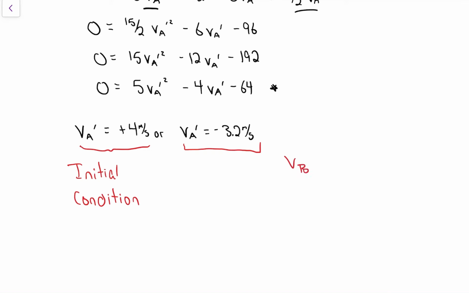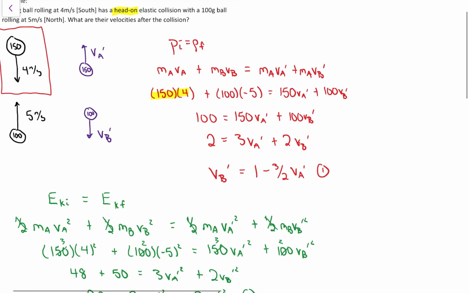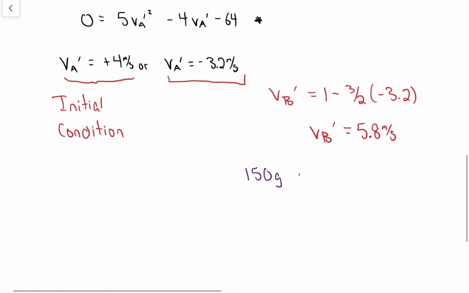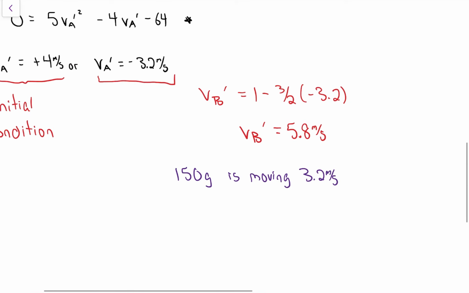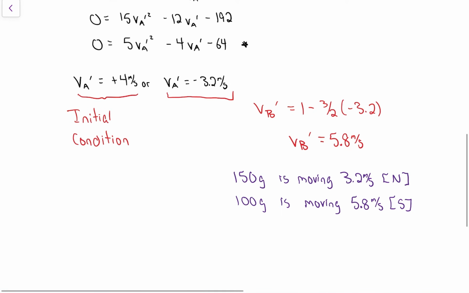We'll carry the VA prime, the negative 3.2, forward. And just like whenever we're solving systems of equations, we're going to back sub. VB prime was 1 minus 3.2 times VA. The 3.2 happened to be negative 3.2, so we got some fractions and decimals there to work through. But doing the math, VB prime works out to be 5.8. If we had subbed the 4 into the VA prime equals 4 to solve for VB, we would have got VB's initial condition, which was the negative 5. Polishing this one off, our solution will be the 150 gram is moving at 3.2. Since we got a negative number that matches north in this case, flip back to the beginning, and the 100 gram is moving positive 5.8, which means south. That's the solution for this particular question.